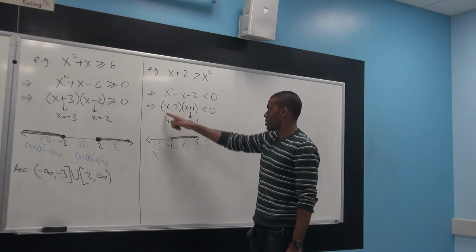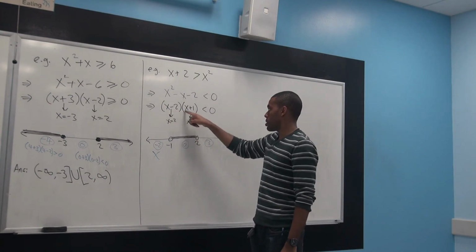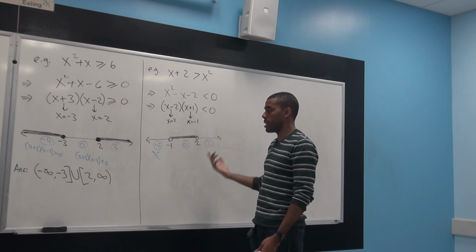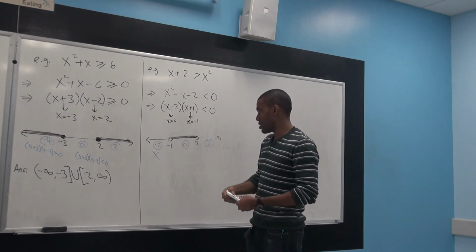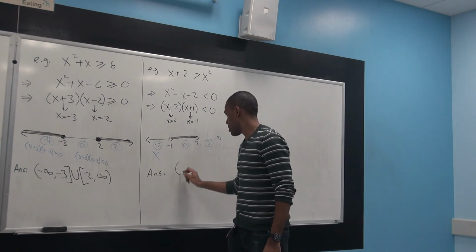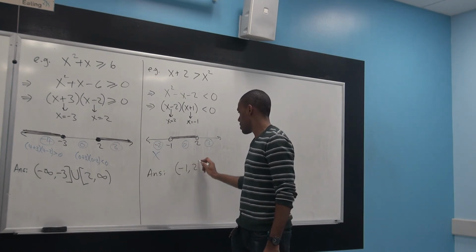Plug in a 3. This is positive, this is positive. Positive times positive is positive, but I want negative, so that doesn't work. So the final answer is what here? Open bracket, negative 1, 2, open bracket.